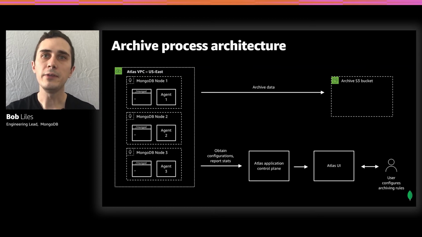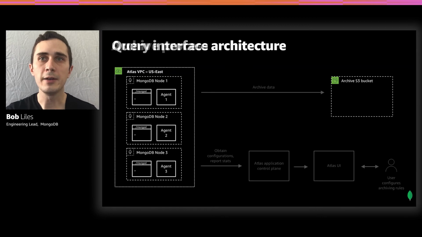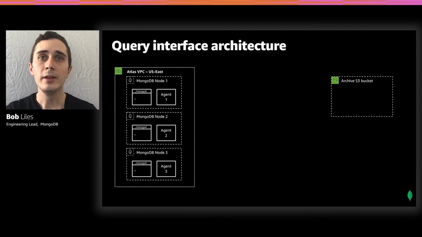The other major piece of the puzzle for Online Archive is the query interface architecture. Again, I've represented on the left the MongoDB Atlas cluster, and on the right, the archive S3 bucket. As a user, I have two choices of the type of URI I can use in my application, represented in the center. If I use the standard URI, I'm opening a direct connection to the MongoDB cluster itself, and will only see data that is stored in the live cluster.